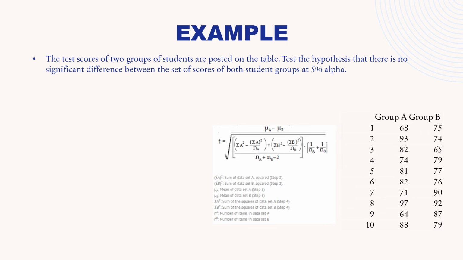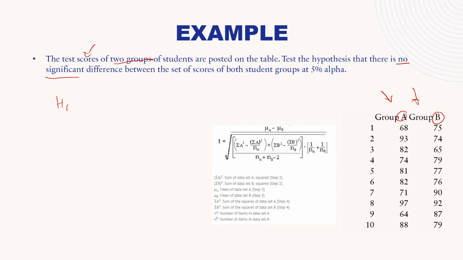We're comparing the test scores of two groups. We know that there are two groups of students, and the data is posted over here. So you have your group A and group B. Test the hypothesis that there is no significant difference between the set of scores of both student groups at 5% alpha. Now, in this case, the null hypothesis has already been given.